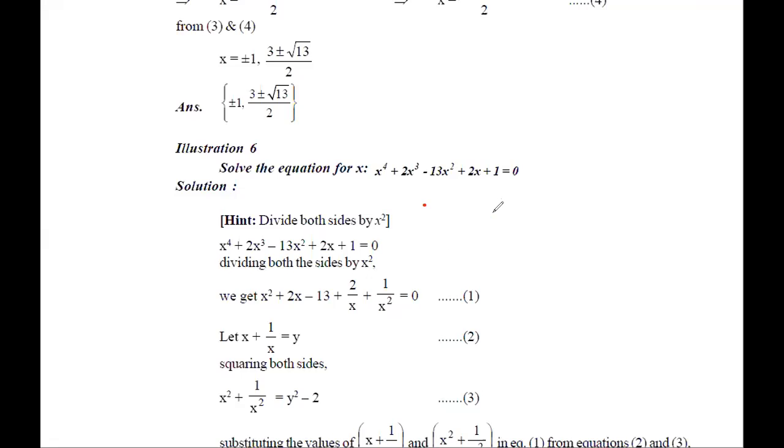Think about it, right? It will become x square plus 1 by x square, right? Plus 2 bracket x plus 1 by x minus 13 is equal to 0. Now इस केस में बस x plus 1 by x is equal to y रख लेंगे. Now tell me, is there any difference between this problem and the last problem? Tell me. अब बताओ, बहुत ज्यादा डिफिकल्ट है क्या? सोचो एक बार.